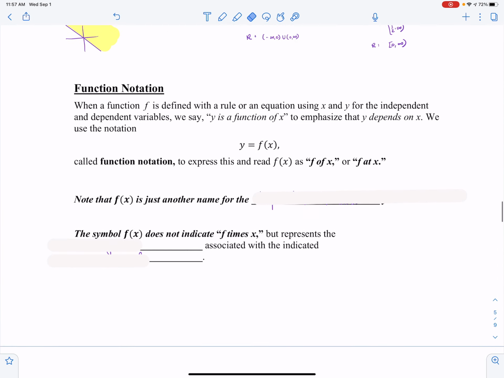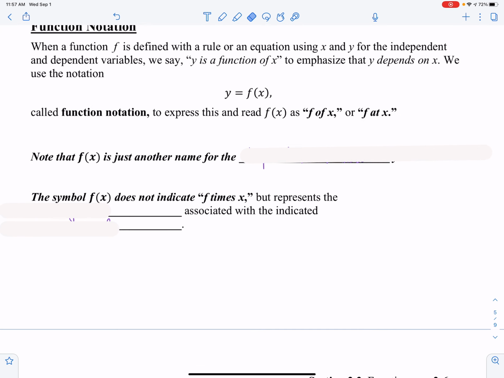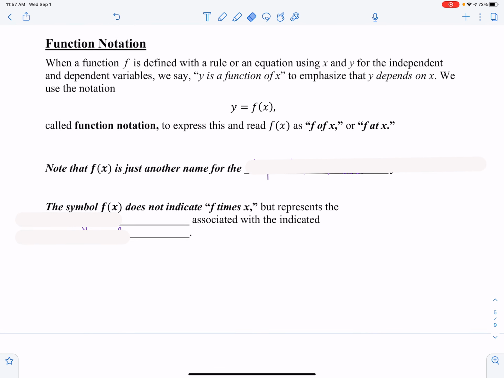All right, now let's jump into some function notation. So we're going to be talking about y is a function of x. So in other words, I'm going to put x to the job. It's going to do a certain job, and when it does that job, it's going to produce y. That's essentially what that means there. Y depends on x. The way that we say this, or the way that we write it, I should say, is that y is a function of x. This is called function notation.